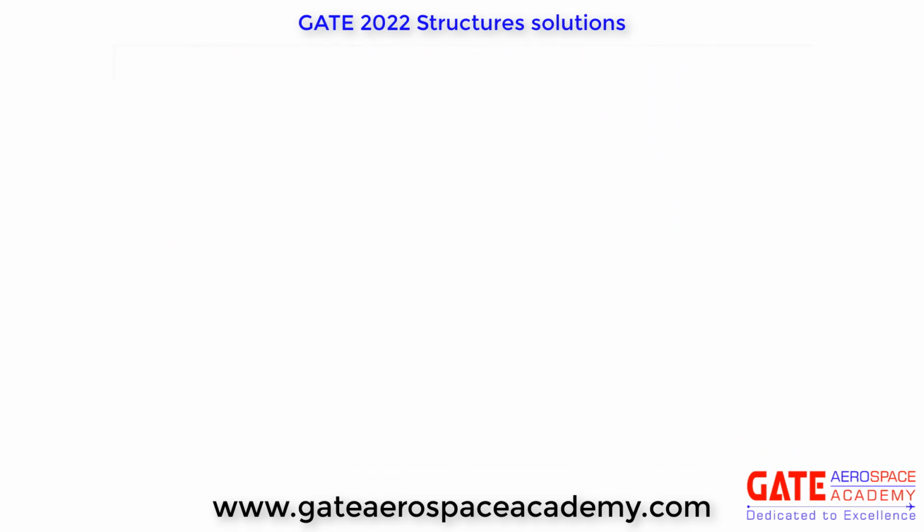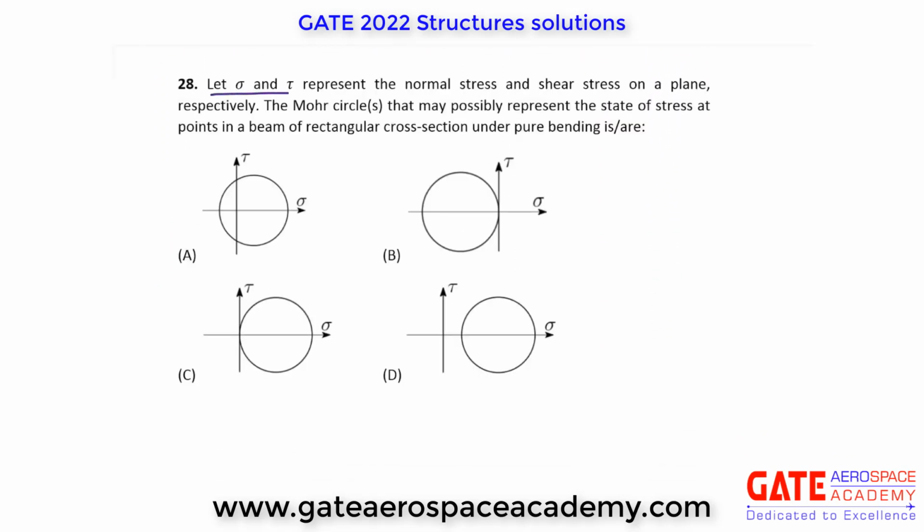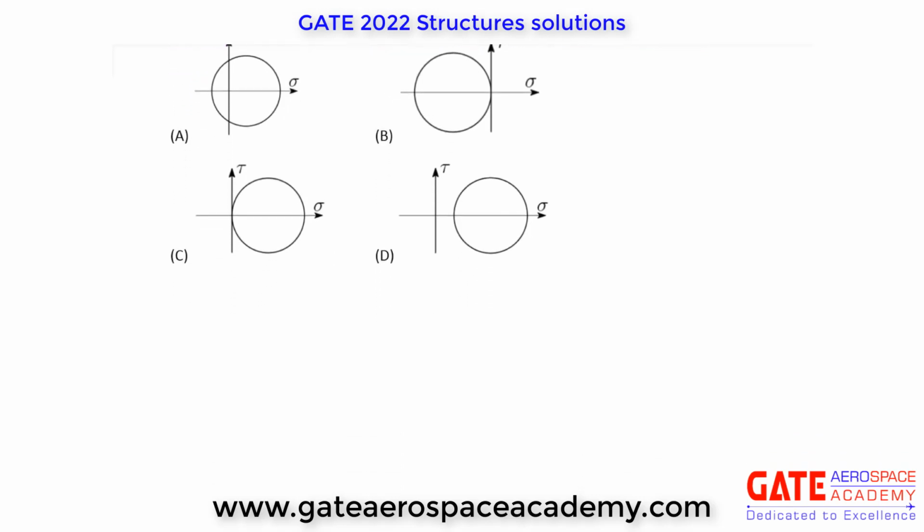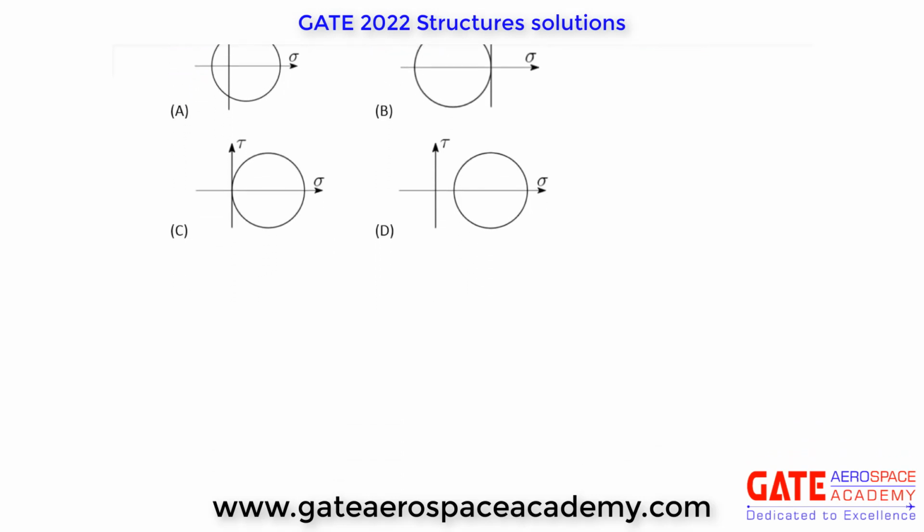Question number 28. Let sigma and tau represent the normal stress and shear stress on a plane, respectively. The Mohr circle that may possibly represent the state of stress at a point in a beam of rectangular cross section under pure bending is. So Mohr circle is given. We have to find out which Mohr circle represents the stress under pure bending.